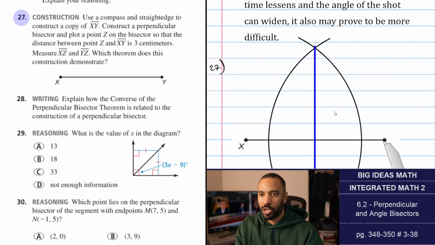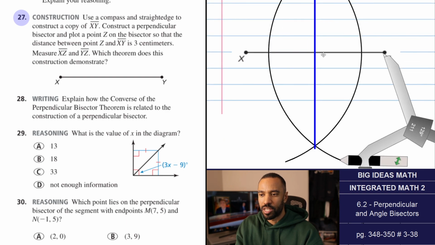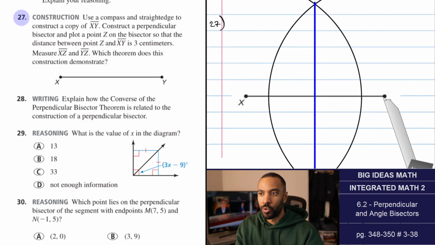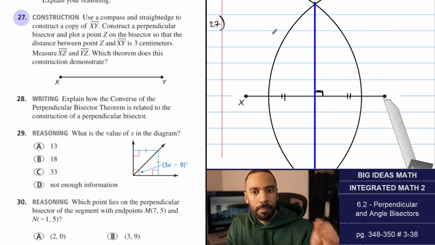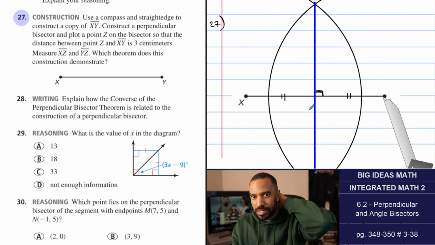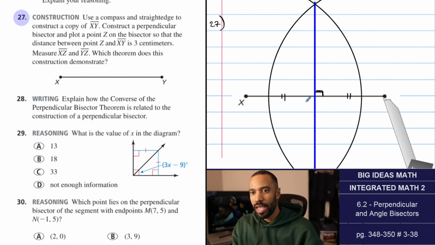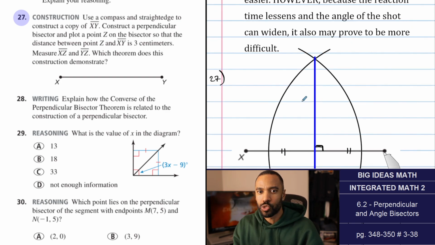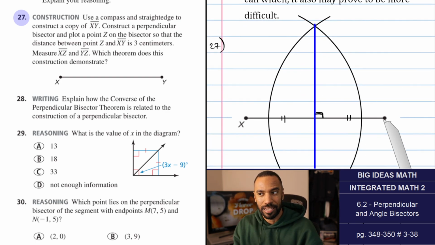So there's the line that goes through those two things right there. This line should be going through the bisector of the segment, and it should be perpendicular, which is pretty boss in both fronts. Now, I made a perpendicular bisector using compass constructions. That means boom and boom. Okay, now they say plot a point Z on the bisector so the distance between point Z and segment XY is 3 centimeters. Remember, the distance is the perpendicular distance.